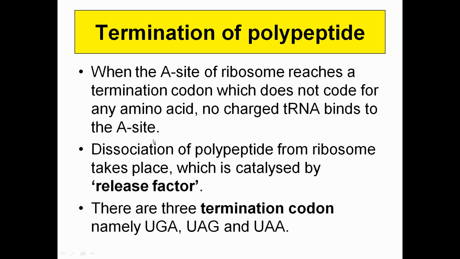So termination codons, as we have studied, we have three terminator codons. These are UGA, UAG, and UAA. So always remember these codons because they can be asked in any sort of examination. They are very, very important for the CBSE board examination.